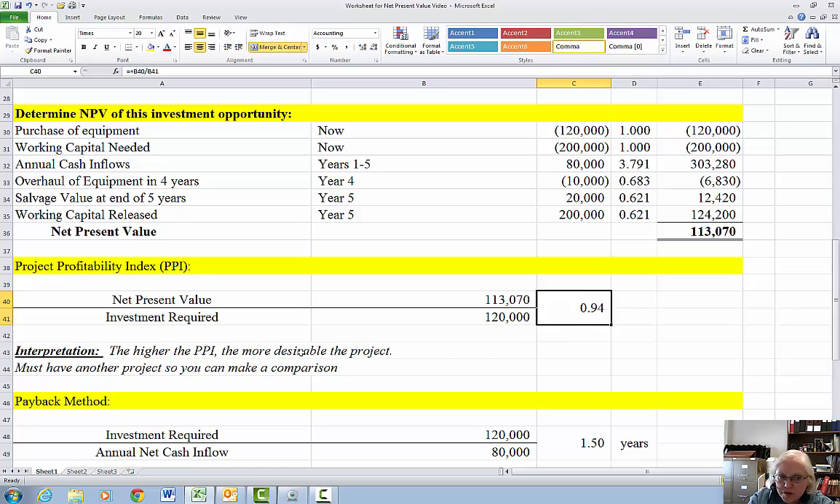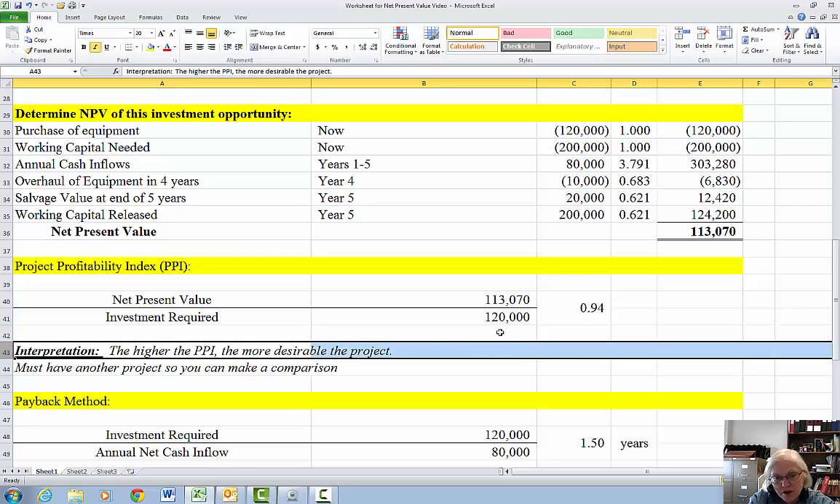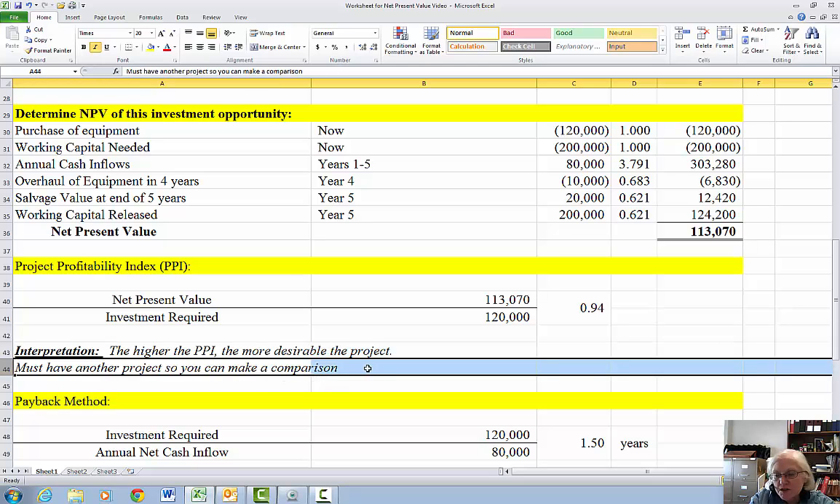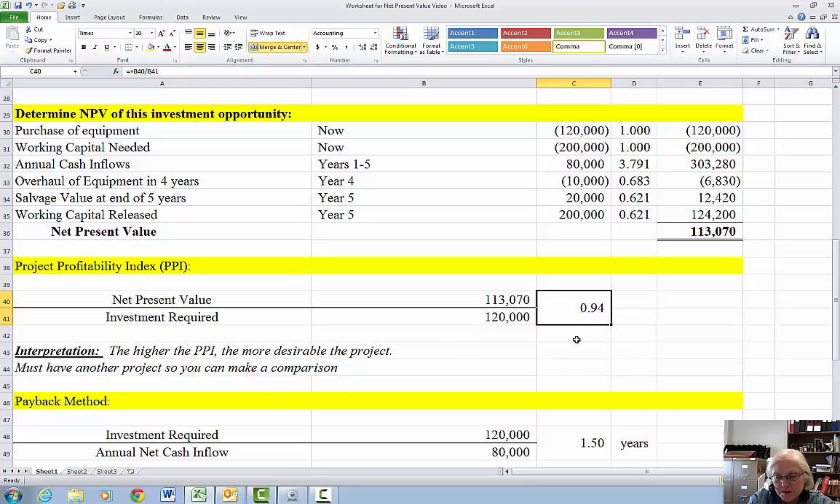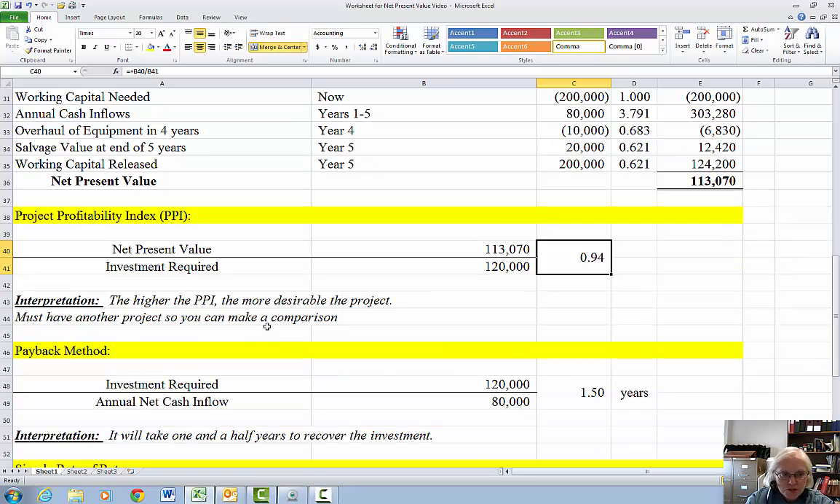And the way you interpret the Project Profitability Index is that the higher the index, the more desirable the project. So in order to know if you're really going to do this particular project or not, you must have another project so that you can make a comparison, especially if you have limited funds, because you can invest in project A or project B, and you want the one that first has met the screening, and then second, if you have more than one that passed the screening, then you want to rank them in order of their profitability. So this would probably be ranked near the top since that's a pretty high number. Okay, so that takes care of those two pieces.